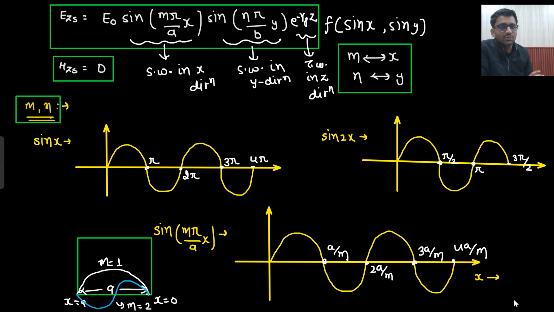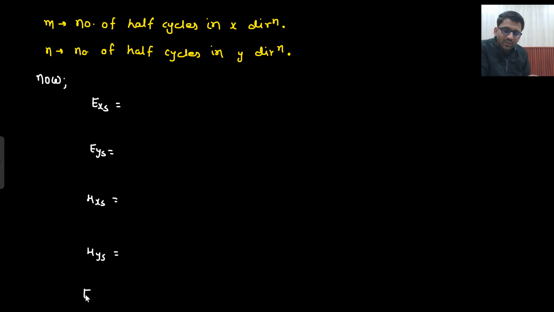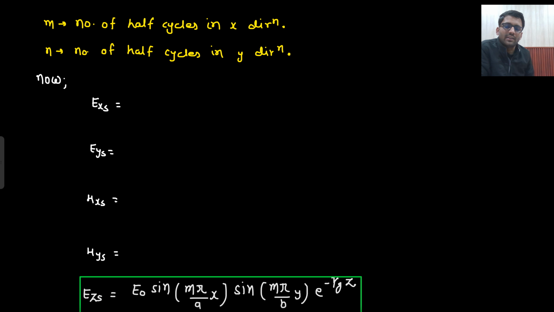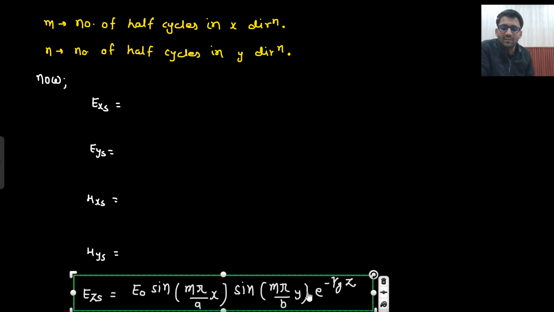The expression of EZS is also clear. What was the expression of EZS? Here I am writing down the expression of EZS. It was a standing wave pattern having minima in X direction and a standing wave pattern in Y direction, e to the power minus gamma g z. So this was your EZS expression. Now we are going to write down the EXS, EYS, HXS and HYS expressions. Do we need to mug it up? No. We remember the formula.